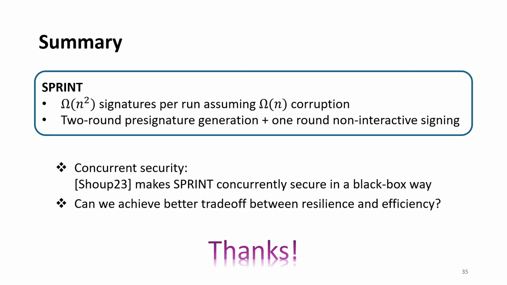Okay, so to summarize, our protocol can generate a quadratic number of signatures, assuming a constant fraction of corruption. I want to mention here that a later work by Victor Shoup can make the Sprint protocol concurrently secure in a black box way. That means many copies of the online signing phase can be run concurrently as long as sufficiently many pre-signatures are available.